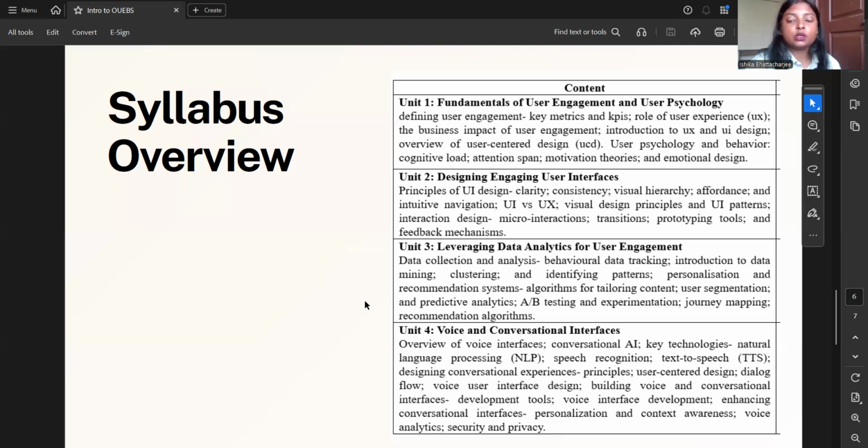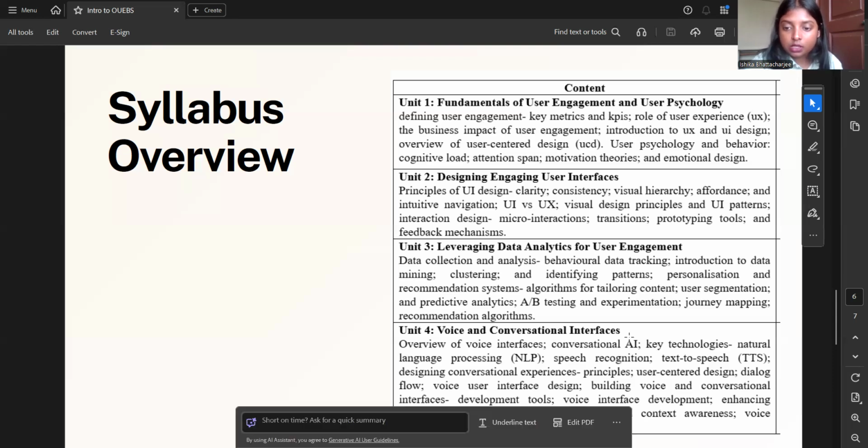In that we are going to learn some key technologies, some of them being natural language processing (NLP), speech recognition, text to speech, designing conversational experiences, principles, user centered design, and dialogue flow. These are the things related to conversational interfaces. Next, we are going to learn about voice user interface design. How are we going to integrate voice with the AI so that we have better conversations with machines?